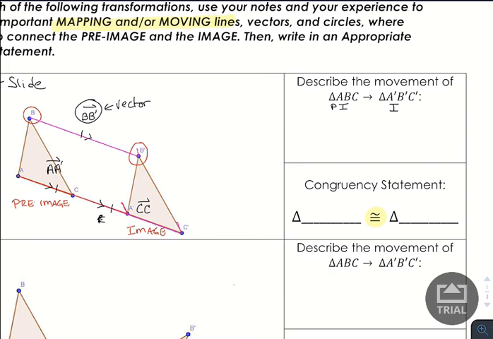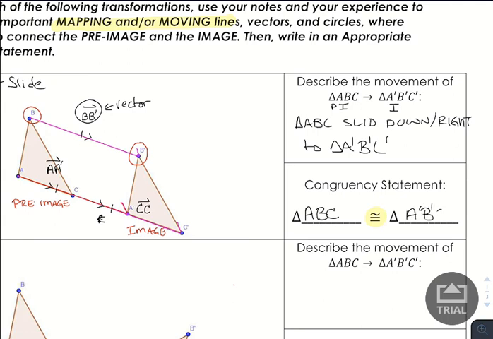And so it's fair to say, in a very simple, common way, that what would really happen here is triangle ABC slid down and to the right to triangle A prime, B prime, C prime. Now, because the triangle didn't actually change shape, it stayed congruent. The congruency statement is really just naming the triangles. So the pre-image goes on the left, so ABC, and then this is going to be A prime, B prime, C prime. But what's important to note is that if I ask you for a congruency statement, that's what we're talking about, okay?